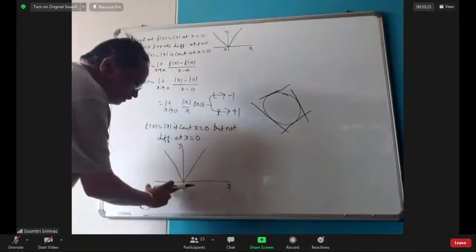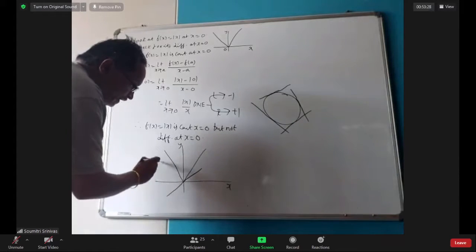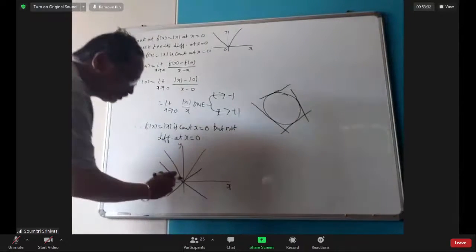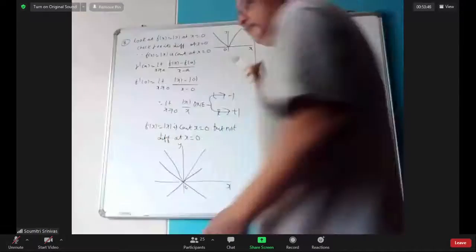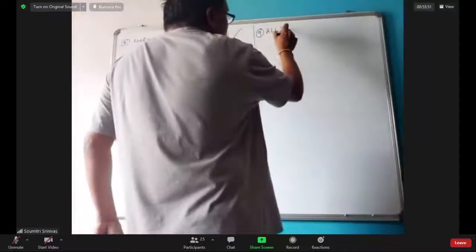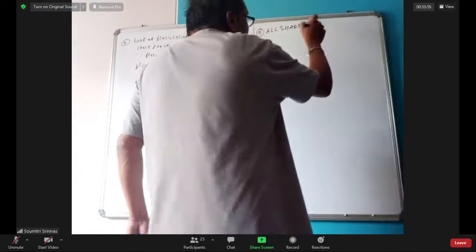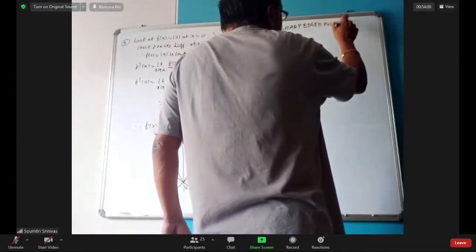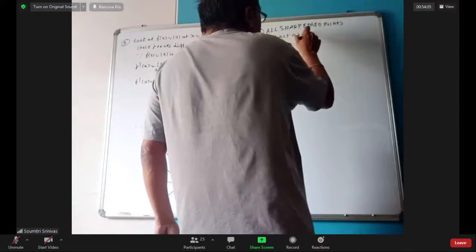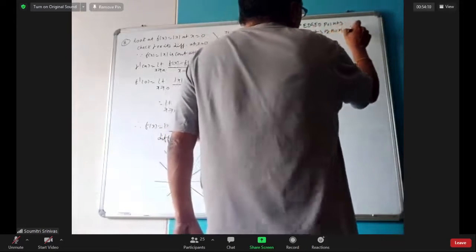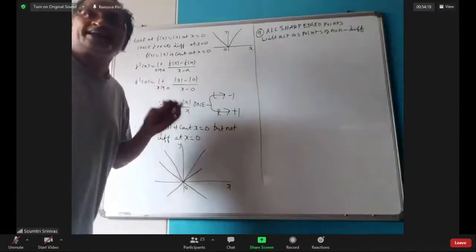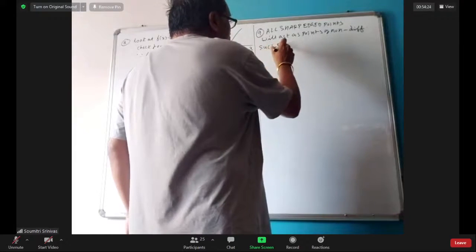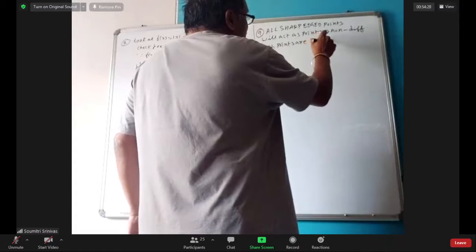Look at this. Can you draw more than one line passing through the origin? Yes, sir. Can you say a unique tangent is drawn? No. Therefore, moral of the story: all pay attention. All sharp-edged points will act as points of non-differentiability. In fact, such points in geometry are called kink points, K-I-N-K.